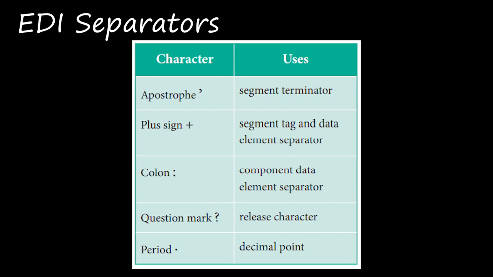Plus symbol, if there is a plus sign, that is a segment tag and data element separator. If it is a colon, it is the component data element separator. If it is a question mark, it is a release character. If it is a dot, it is a period or a decimal point. Apostrophe is the end of the segment, that is a segment terminator.